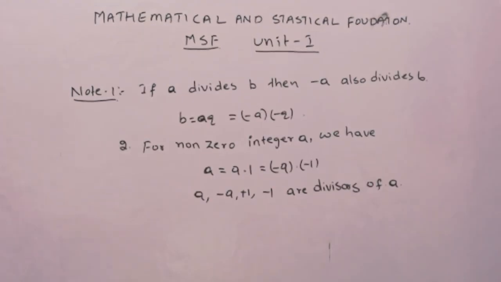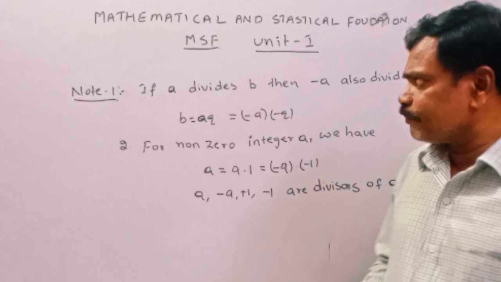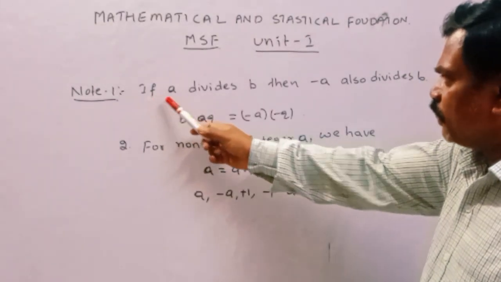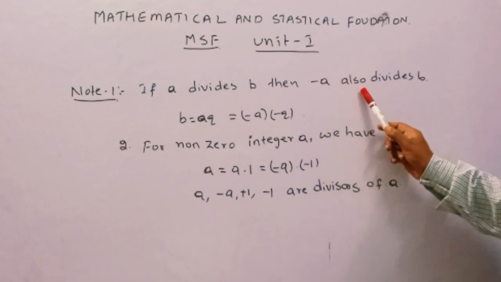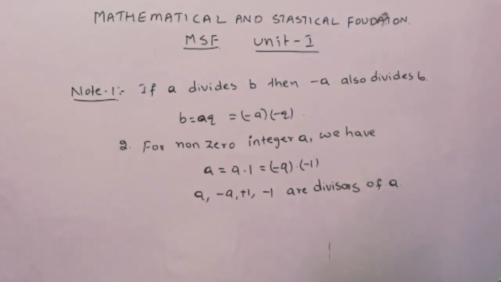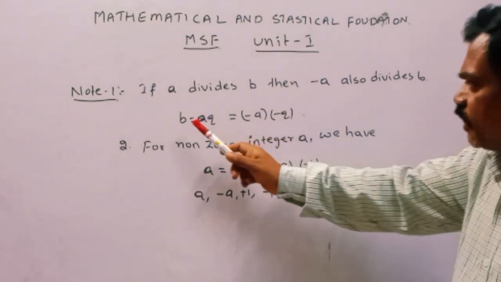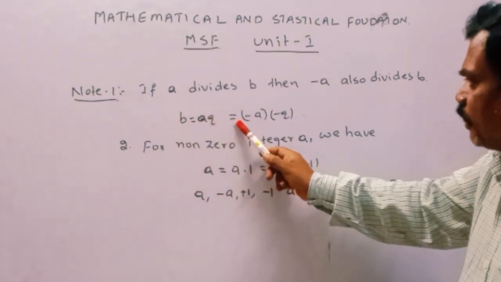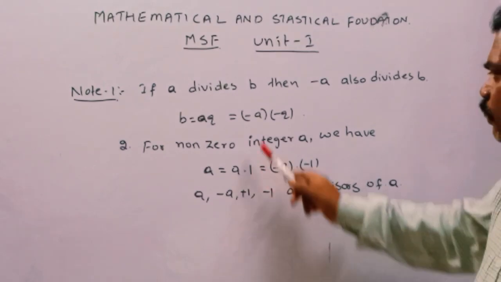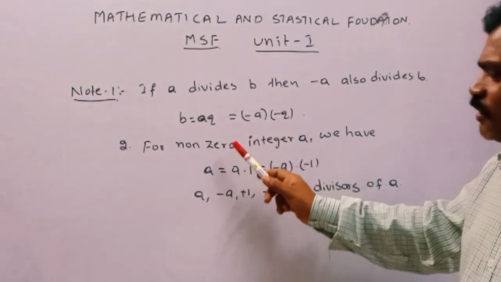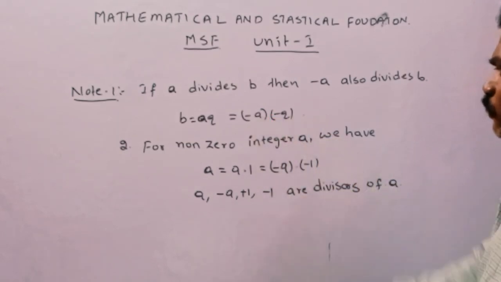Here are some note points. Note 1: if a divides b, then minus a also divides b. That is, b is equal to aq implies b is equal to minus a into minus q, since minus into minus is plus.